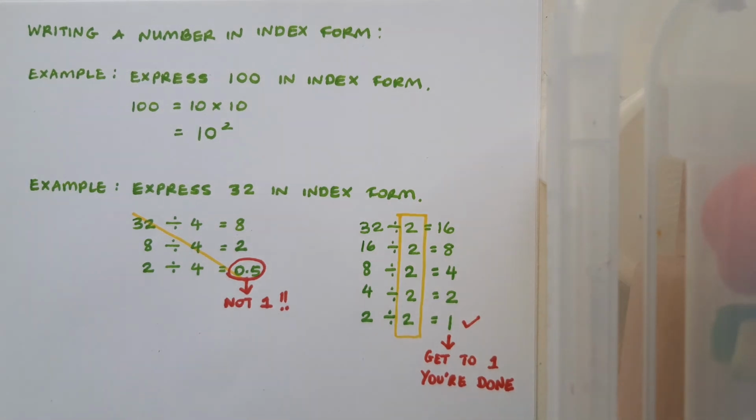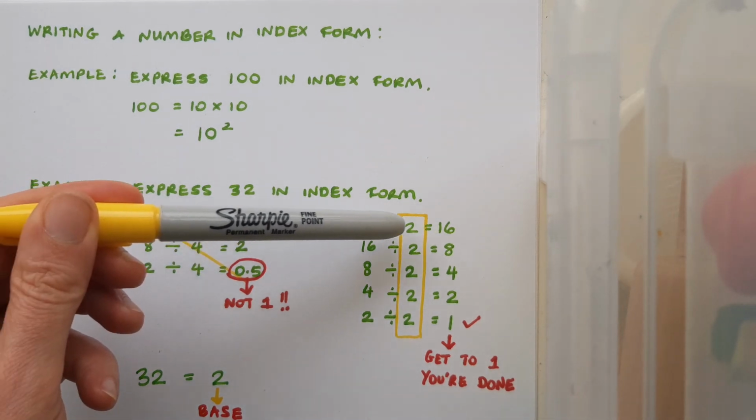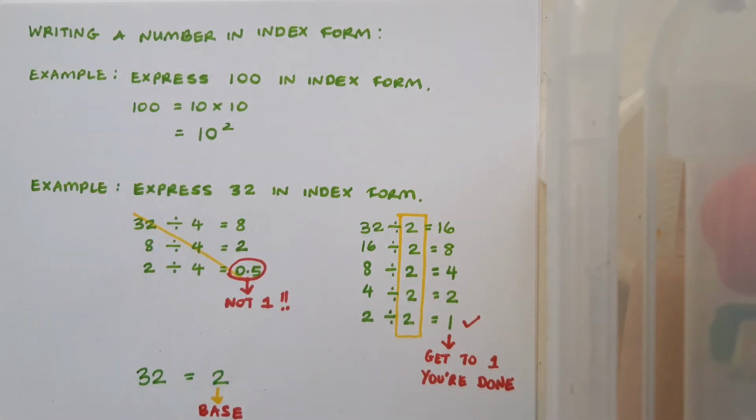Okay, so this number that I've repeatedly divided in, that successfully brought me to 1, is going to be my base. And the number of times I had to divide that number into my original number, so the number of times 2 had to divide in, that's going to be my exponent. And in this case, it was 5 times. Don't forget, exponent is just another way of saying power or index.